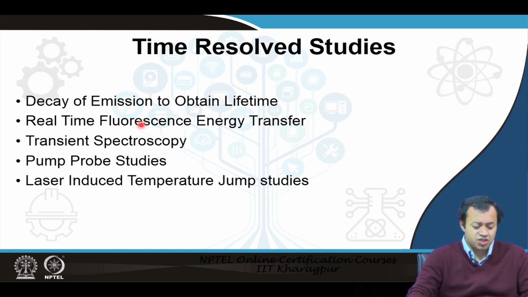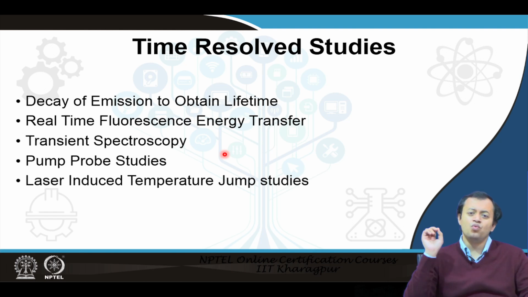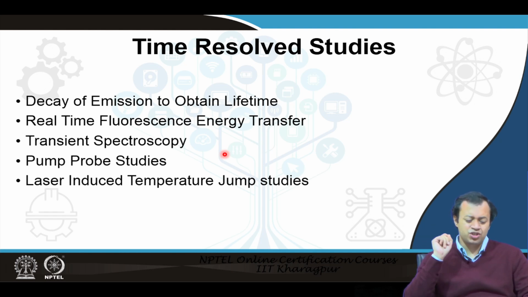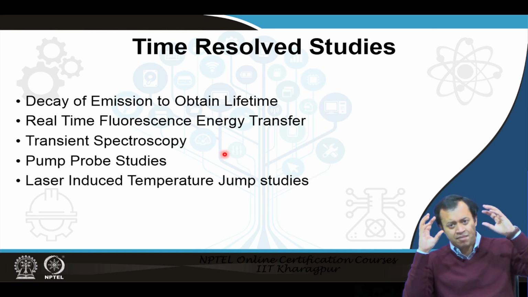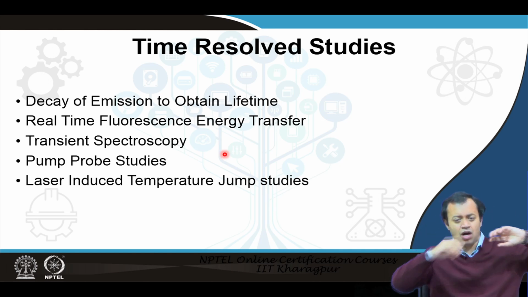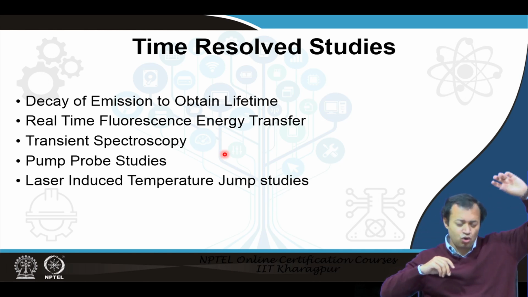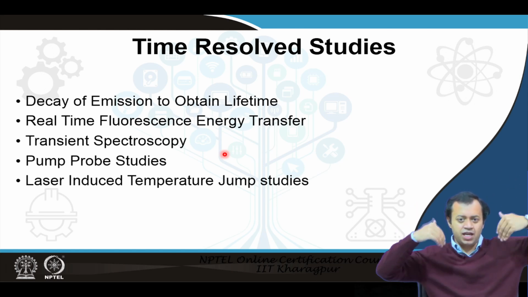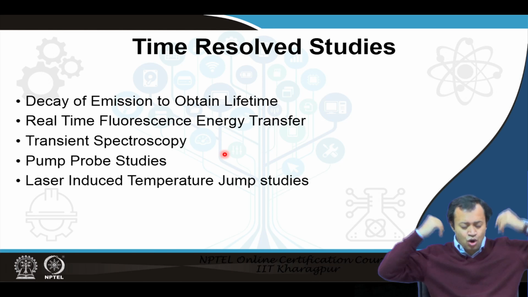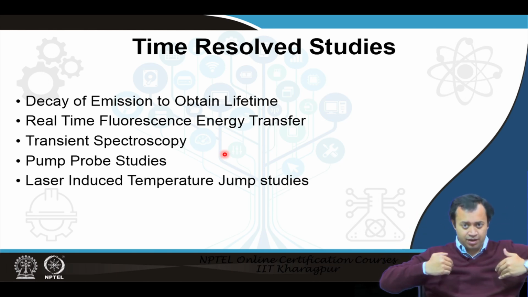We have transient spectroscopy and pump probe studies. They are similar things. In pump probe studies, like transient spectroscopy, we try to send light in when the molecule or the electron is transiting from one state to another. It is in the middle ground. It has not come down. It is in a dynamic motion. It is coming from lower to higher or higher to lower level, but it has not reached a specific energy level.